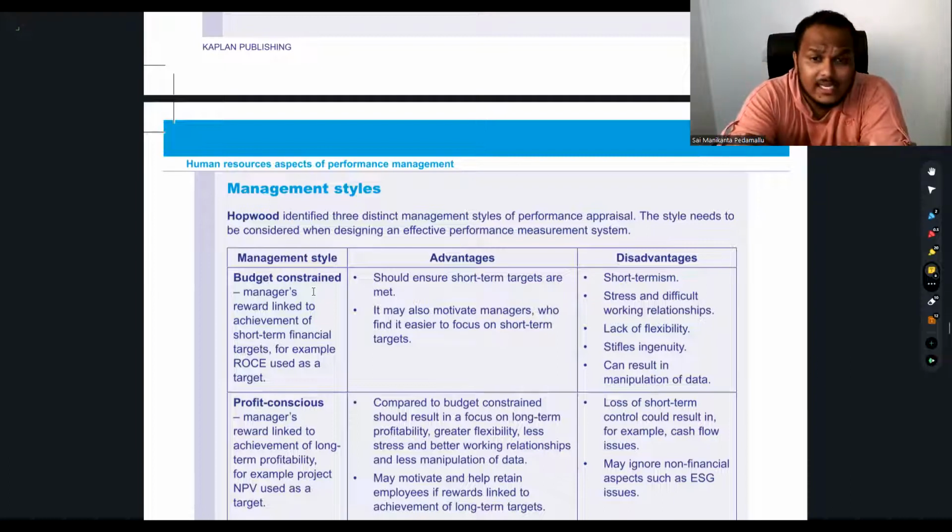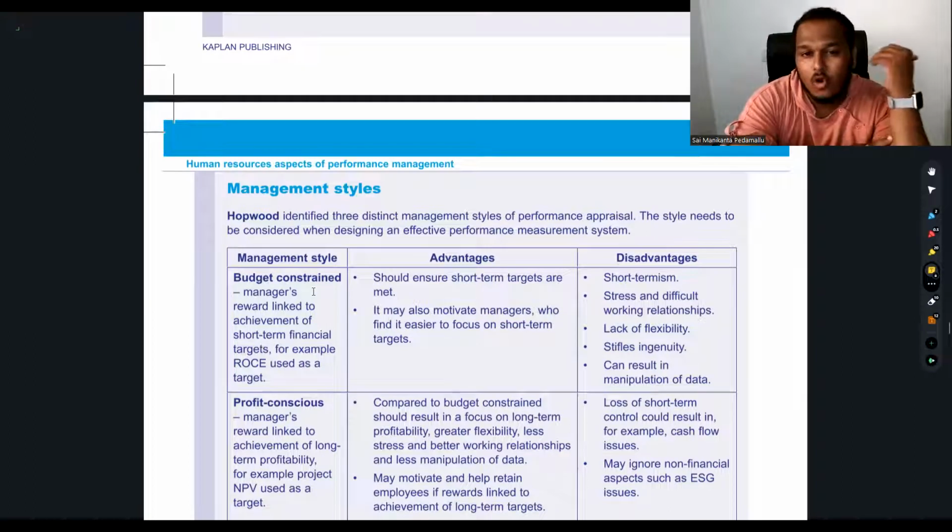Similarly, if you are a sales guy, minimum you should sell this much. Beyond that, you get your performance related pay. I do not mind. As long as you are meeting the budgets and meeting the targets, we are happy with it. Those are the kind of managers who are constrained by the budget of the organization.